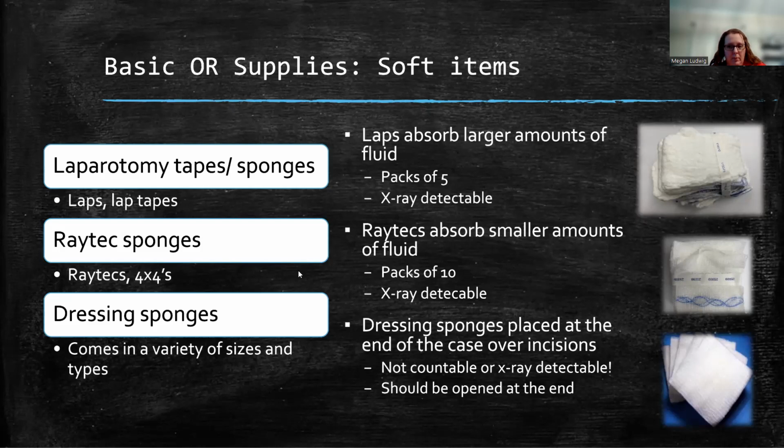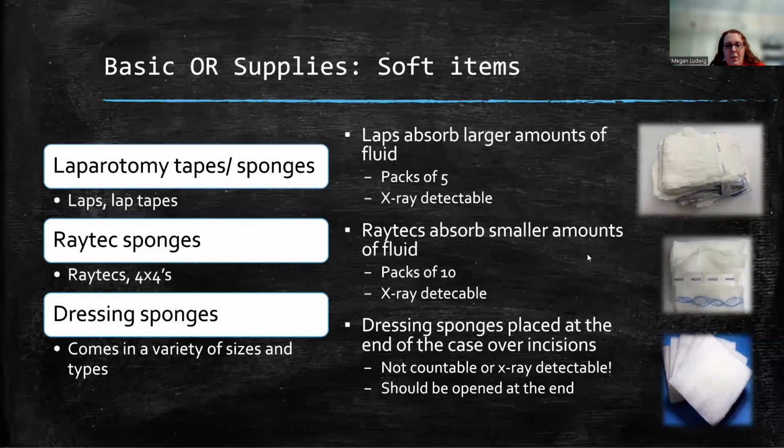Our next one right below it are Raytex sponges. We call them Raytex. Some places do call them 4x4s. That's kind of an iffy one, because sometimes people also call dressings that look very similar 4x4s, and they are not X-ray detectable. So just go with what your facility says. We just call them Raytex.